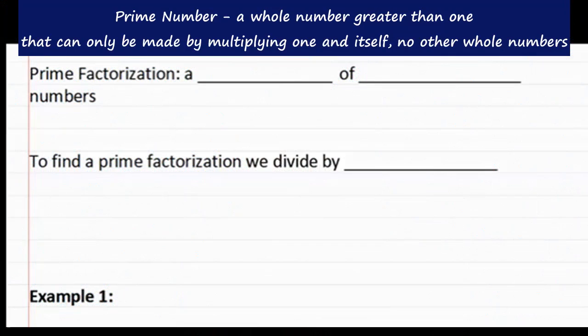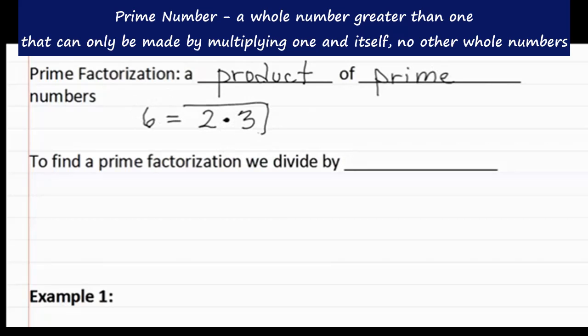2.1c, prime factorization. Prime factorization is a product of prime numbers. This means that for the number 6, its prime factorization would be 2 times 3. Product just merely means multiplication of the prime numbers that make up the number that we are factoring. To find a prime factorization, we divide by prime numbers.